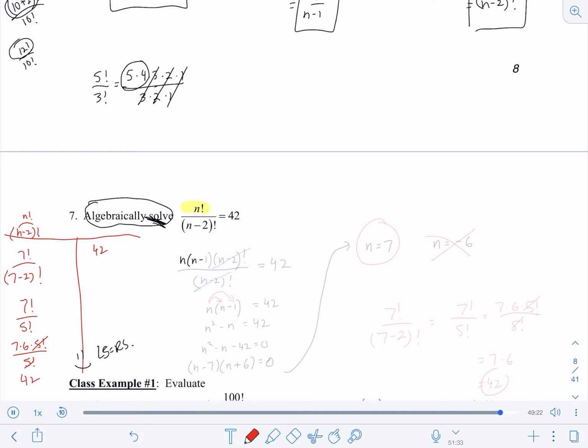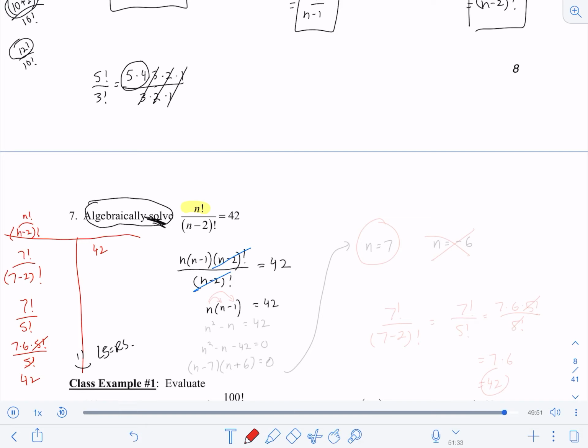N times n minus 1 times n minus 2. And I'm going to stop my expansion right there because that's the same thing that's in the denominator. So n minus 2 factorial is the thing in the denominator. And that's equal to 42. And then I'm going to cancel. And by cancel, I mean form a 1. And so now this is just n times n minus 1 is equal to 42.